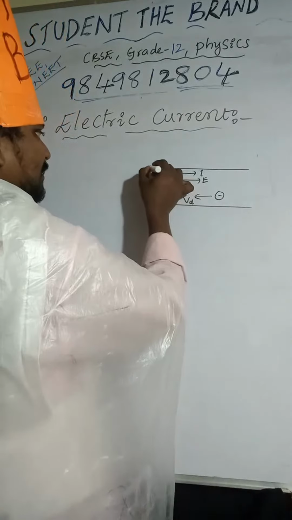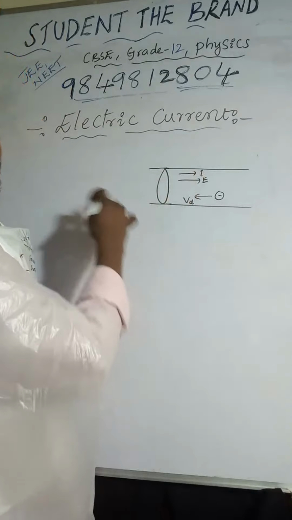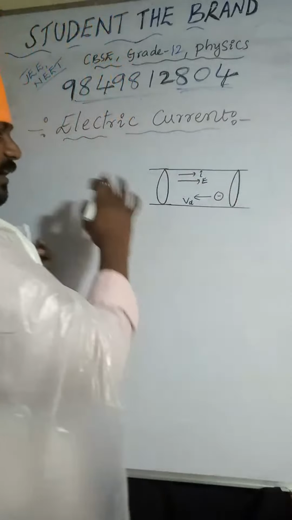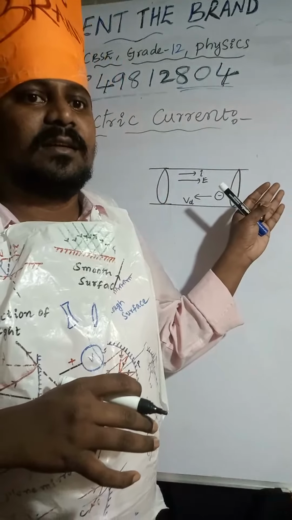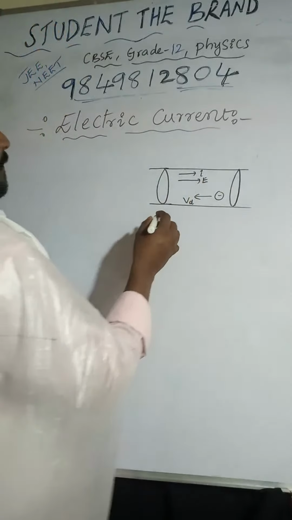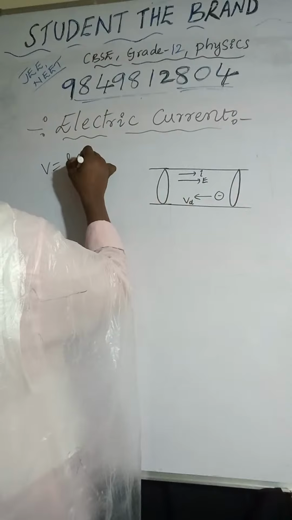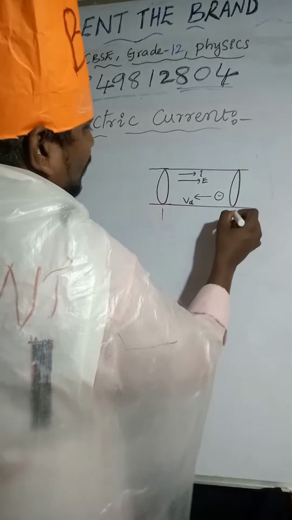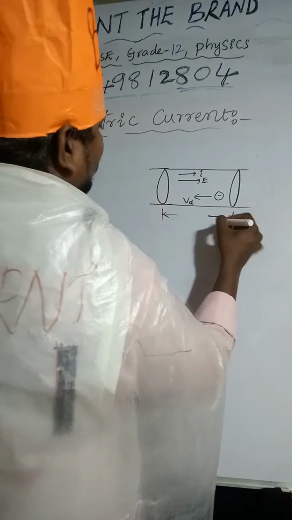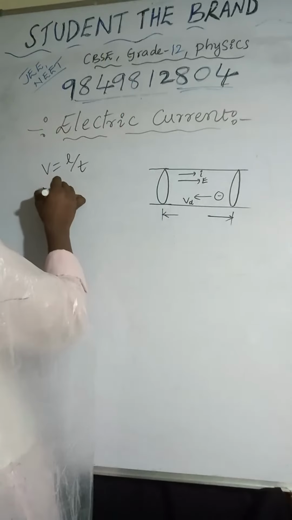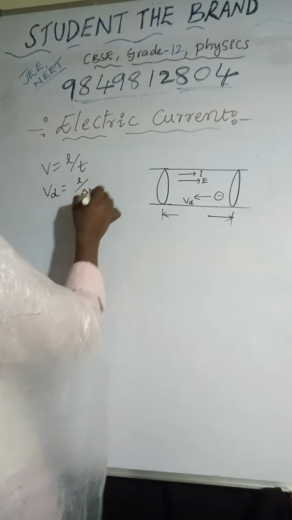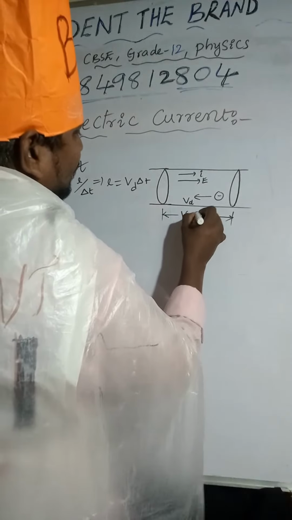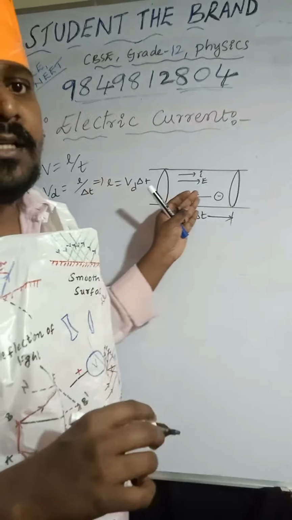This is the area of the cross section, and here also the area of the cross section. Understood? Now you can observe velocity equals displacement by time taken. So here VD is the drift velocity, and L is the length of the conductor, that is nothing but displacement, over time delta t. So L equals VD into delta t.